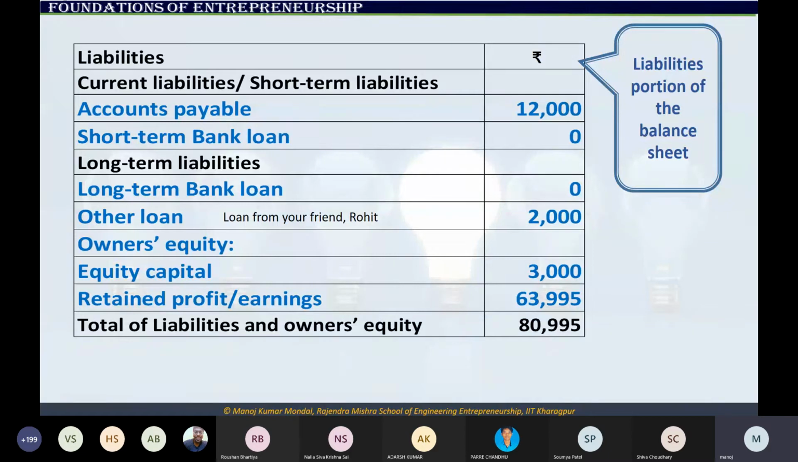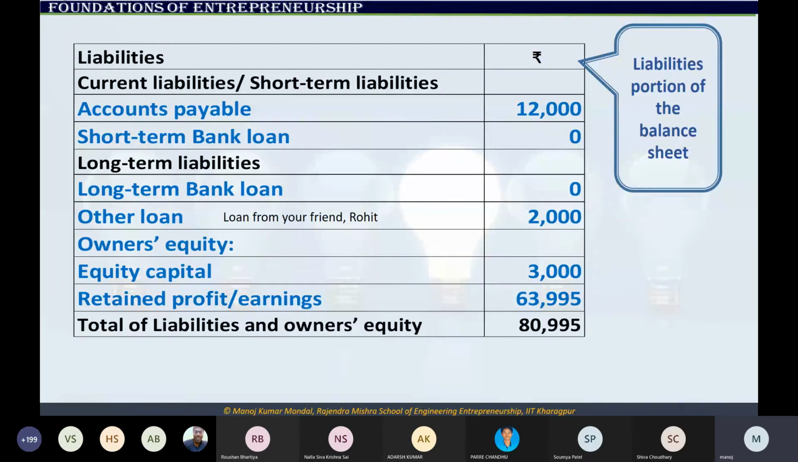And he is happy because you repaid the interest also. So 40 rupees of interest plus 2,000. So you paid 2,040. But loan principal amount is 4,000. You paid 2,000. So the remaining outstanding loan amount is 2,000. Okay. Now owner's equity capital.